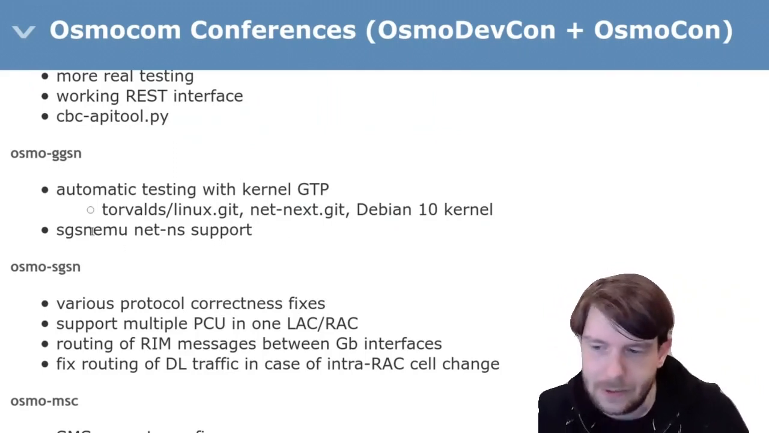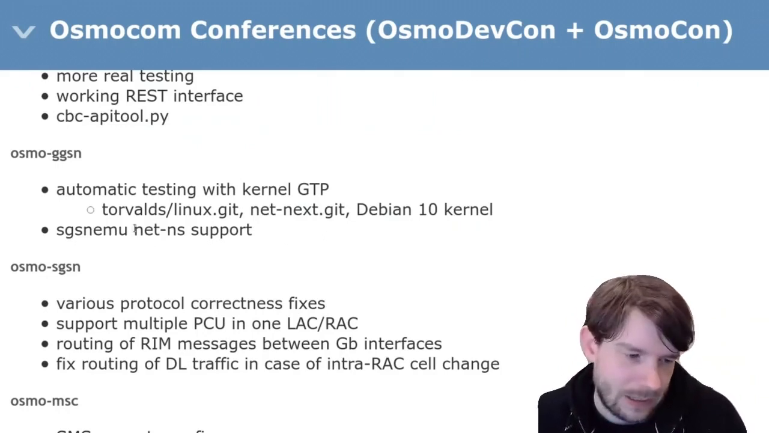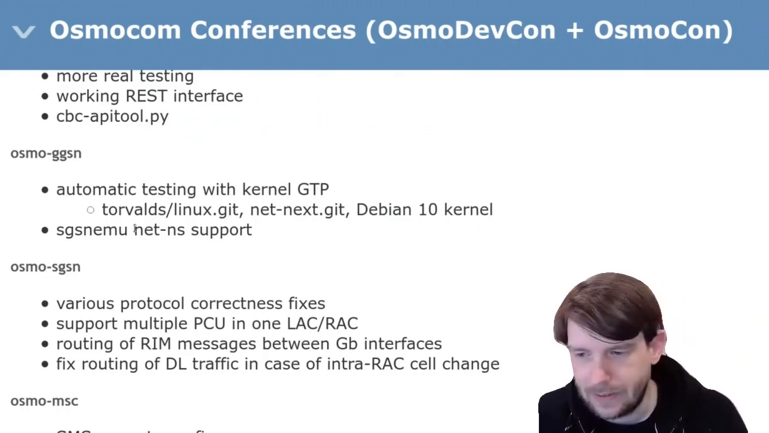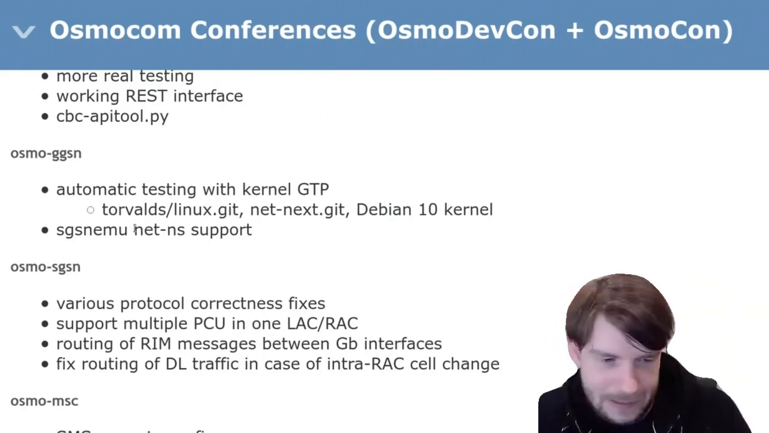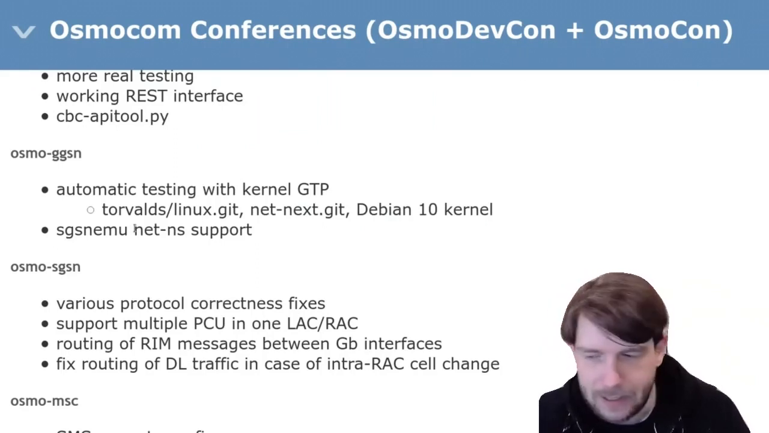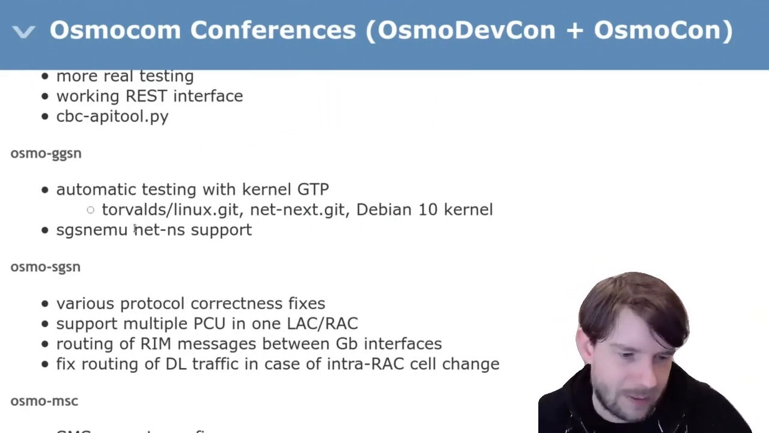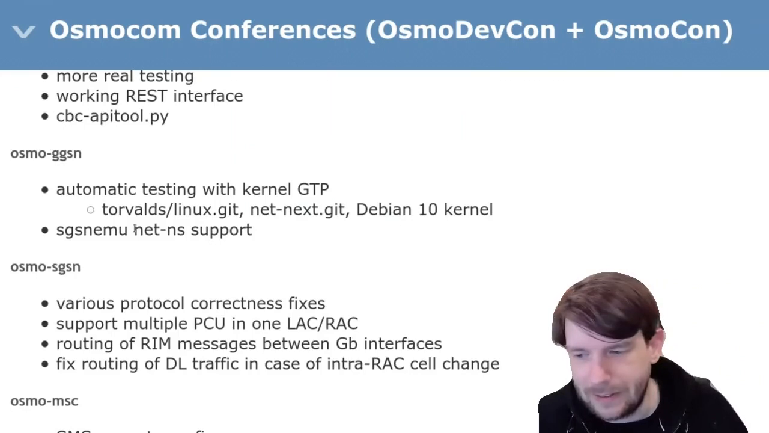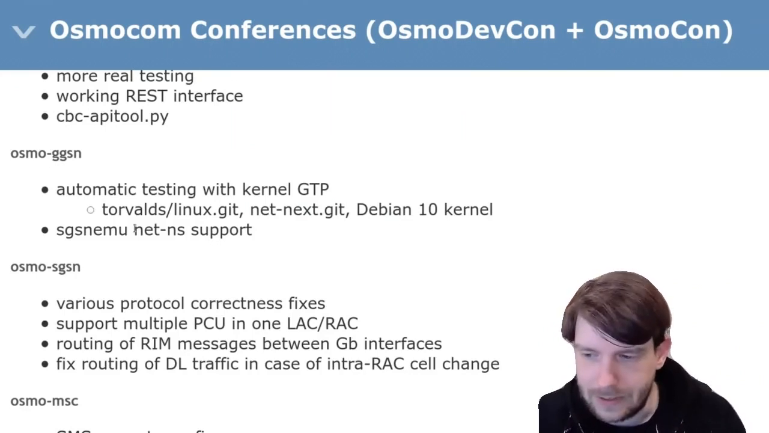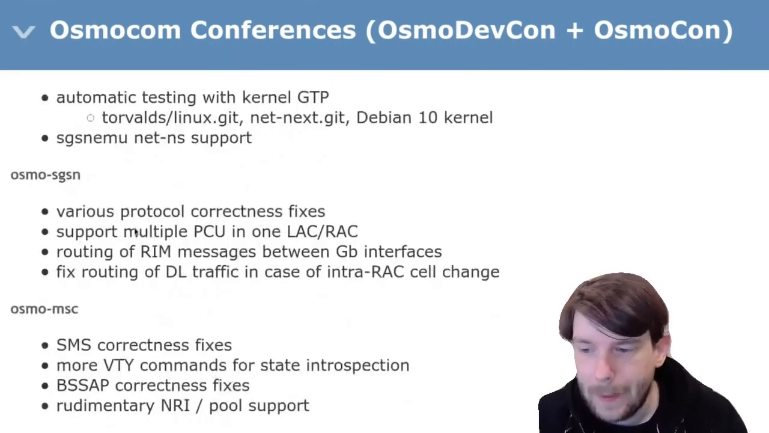SGSN-EMU, the SGSN emulator, has received support for network namespaces. So you start it, it emulates an SGSN, it sets up a PDP context, it emulates sort of a mobile station and everything. And once the IP tunnel comes up, it can put the TUN device into a new network namespace, and you can start some arbitrary software in this network namespace, isolated from your host network stack on your machine.